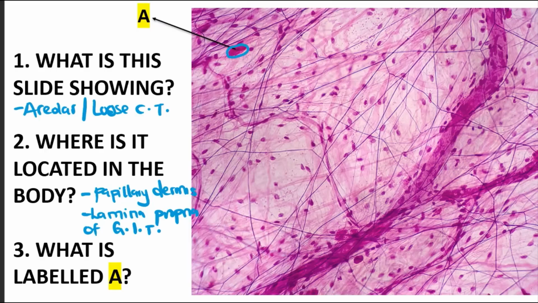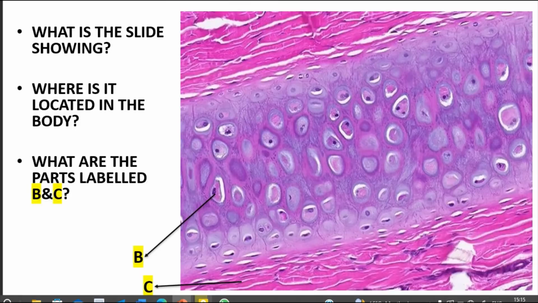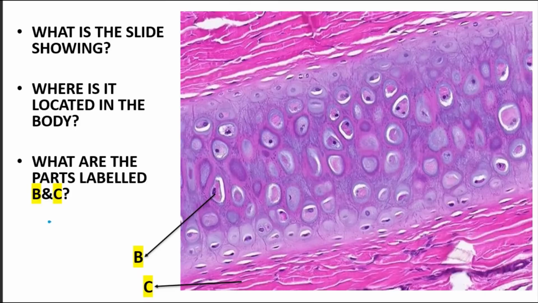What is the part labeled A? This part here, you can see this is a macrophage and it has something inside. So it has ingested something. So A is simply a macrophage. These other cells like this and that, these are fibroblasts. These string-like structures or fibers, these are elastic fibers.